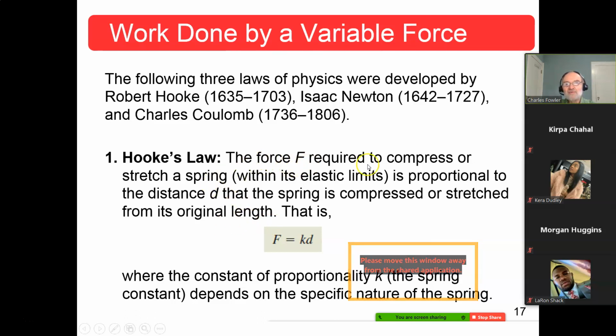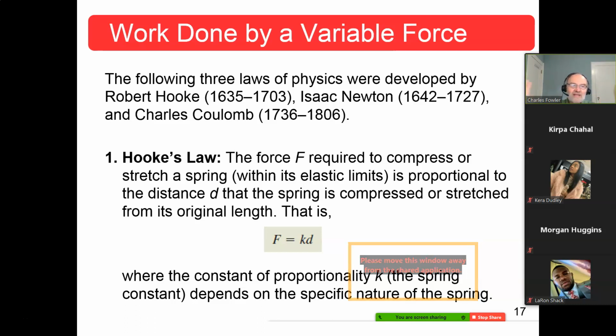The force required to compress or stretch a spring within the elastic limits is proportional to the distance that the spring has been compressed or stretched from its original length. So here is the simple expression of Hooke's law. F is equal to kx, where k is the proportionality constant. We often call that the spring constant. Occasionally you'll hear people call it Hooke's constant. It depends on the nature of the spring.